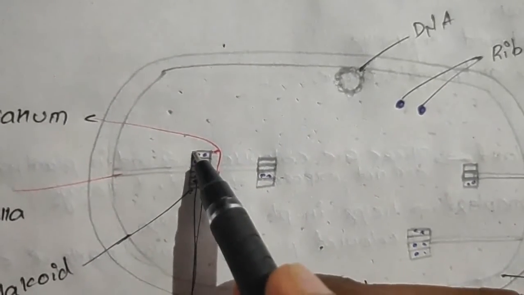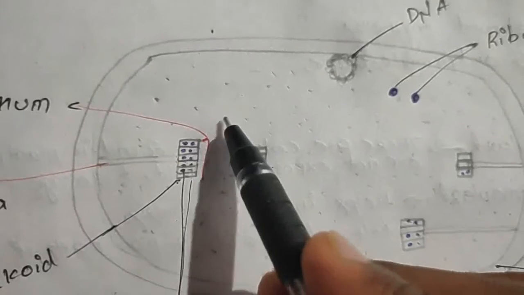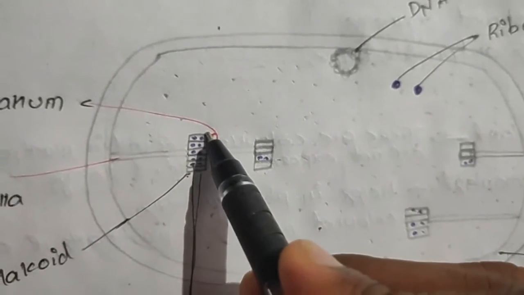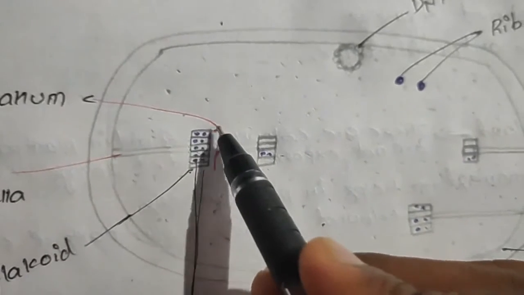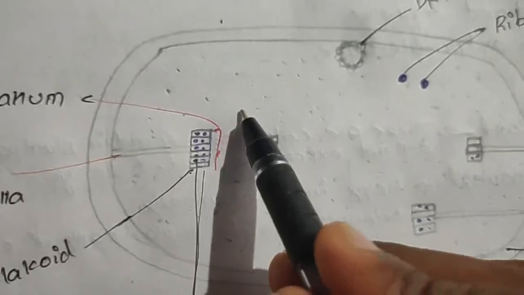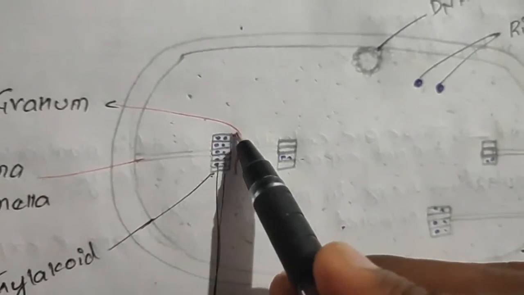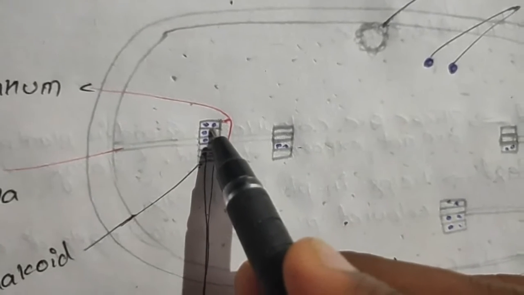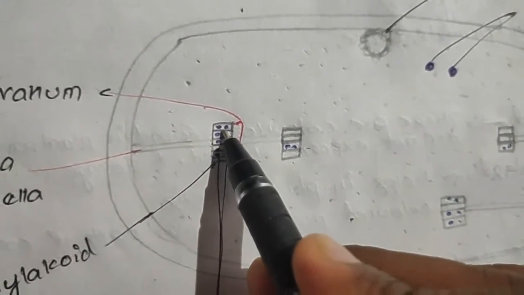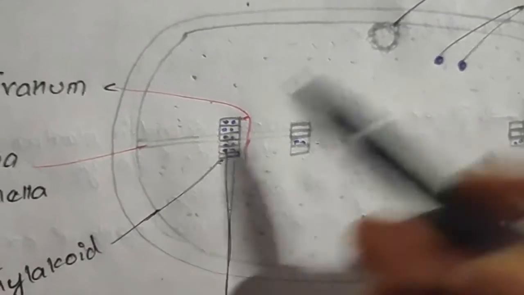See, the membrane of the thylakoid which is in contact with the stroma, such type of thylakoid is known as the non-appressed part. And this is another thylakoid, and this thylakoid membrane is in contact with another thylakoid. Such thylakoids are known as the appressed part.